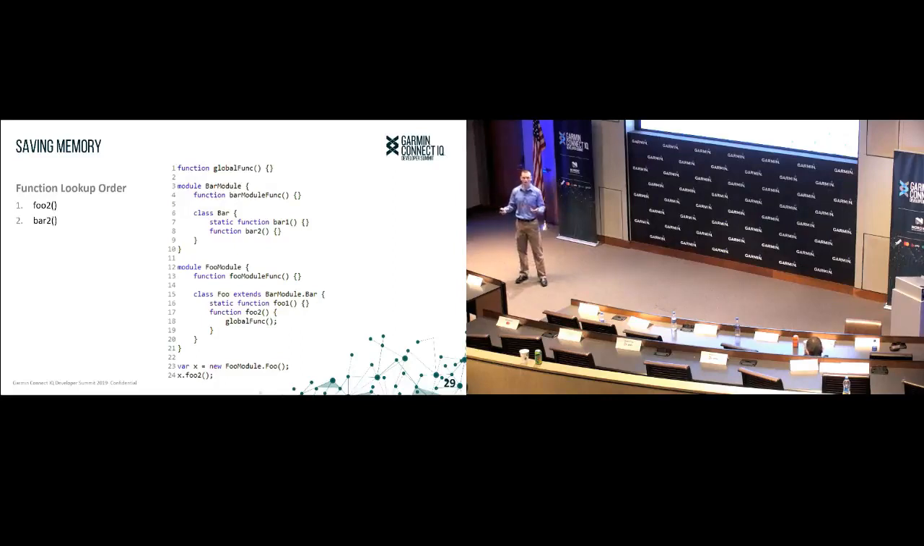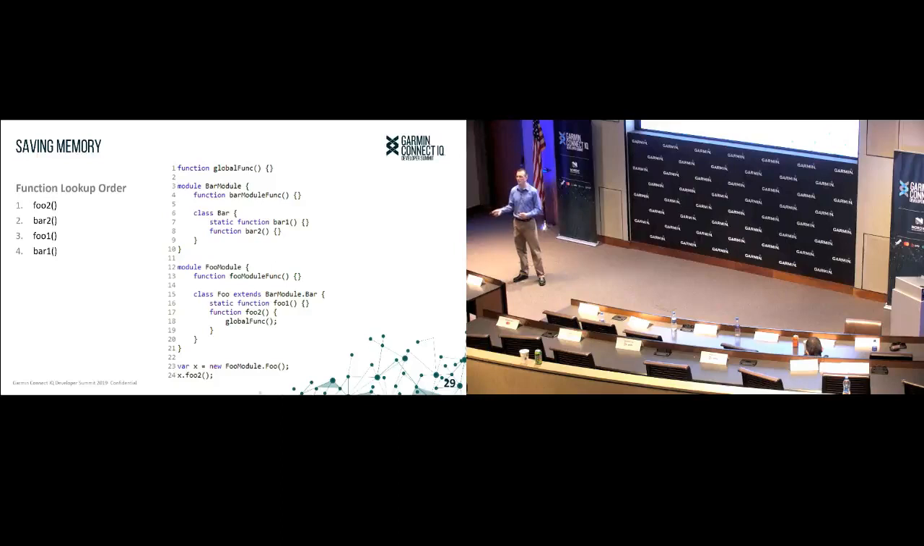So now that we've exhausted all of the instance methods, we're going to take a look at the static functions, again, up the class hierarchy. So first, we're going to take a look at foo1, that's the static function. That's not global func, so we got to keep going. So we go up to bar, and we see bar1. Well, bar1 isn't global func, so again, we got to keep going.